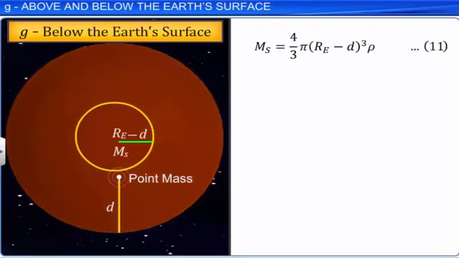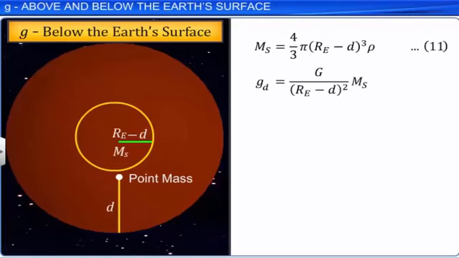However, there exists a gravitational force between the point mass and the part of the Earth of mass ms, as the point mass lies outside it. Thus, acceleration due to gravity on the surface of the sphere of radius Re minus d can be written as equation 12: Gd is equal to G divided by the square of (Re minus d) multiplied by ms. This gives acceleration due to gravity at depth d, indicated by equation 13.